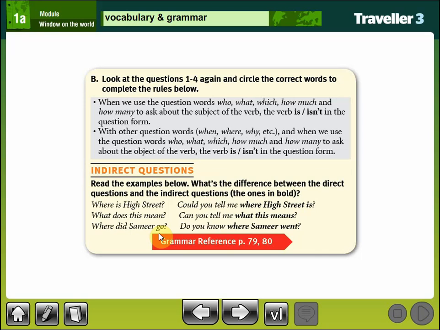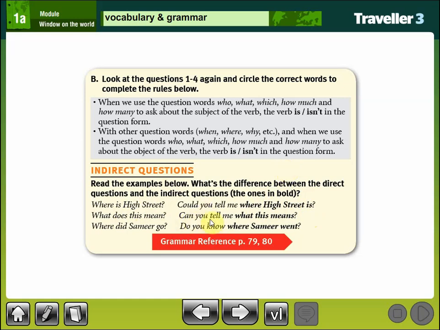The way we make them indirect is that we don't really ask about them directly. We ask the person if he knows, if he can tell us, if he is able to. We call them indirect questions. Example: could you tell me where High Street is? You can see there is a slight difference between the direct question, where is High Street, and the indirect question, where High Street is. So there is a change of placement between the verb and the subject here.